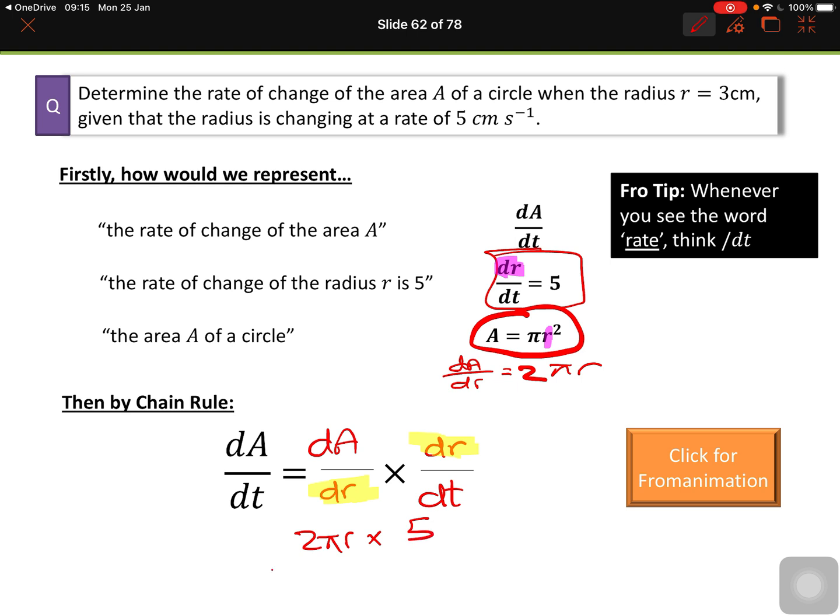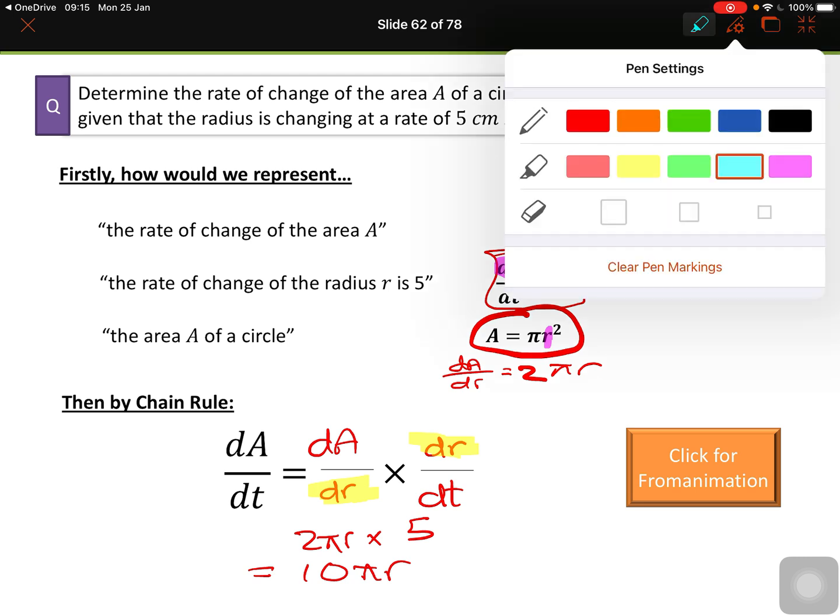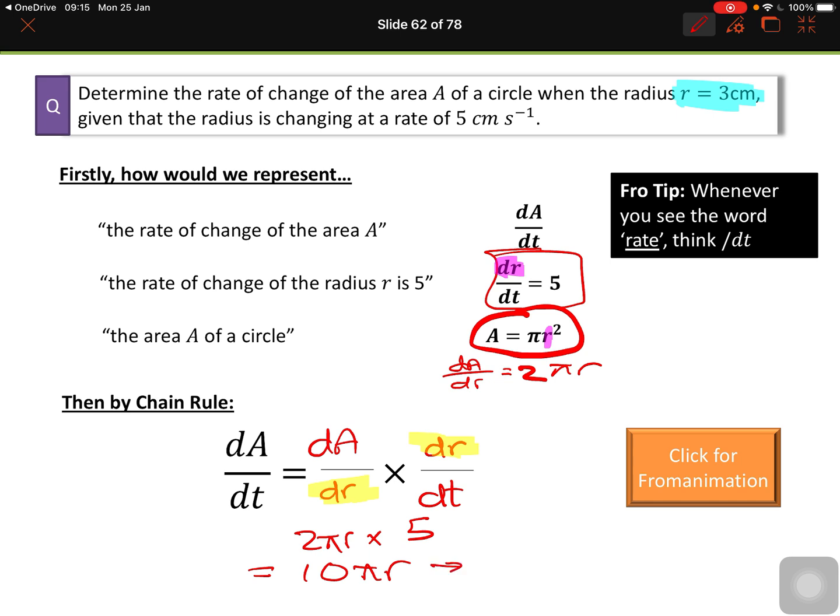So we end up with 10 pi r. Come back to the question at the top. We're told the radius is 3. So all I'm going to do is substitute in 3. So I'll have 10 pi times by 3 to give me 30 pi.